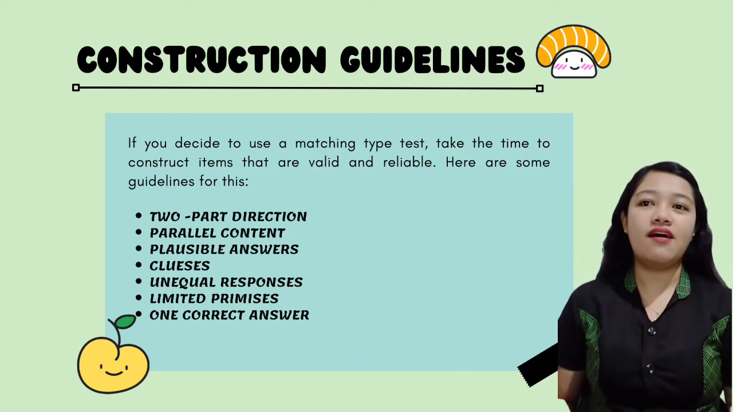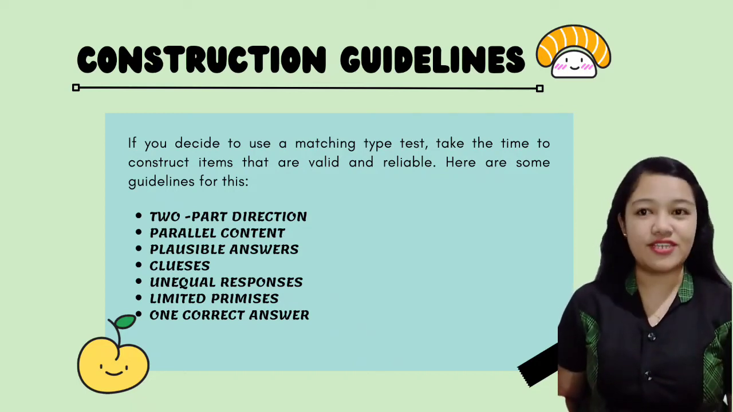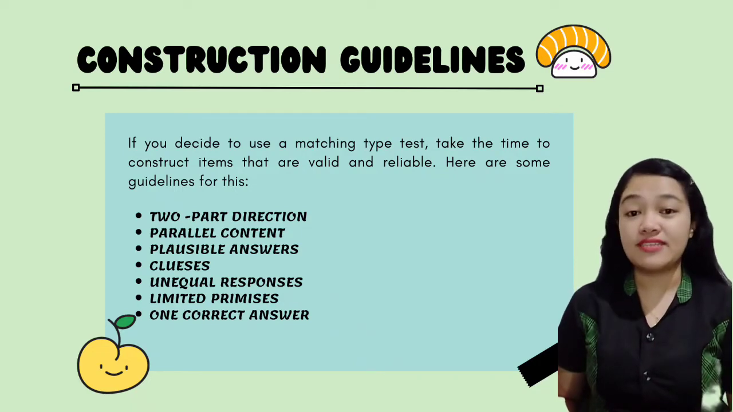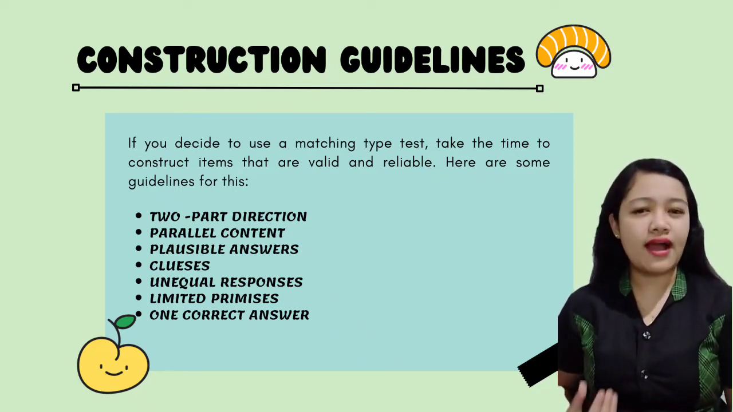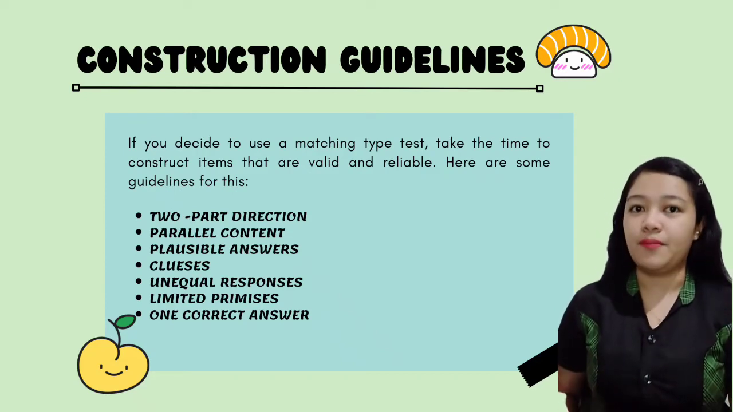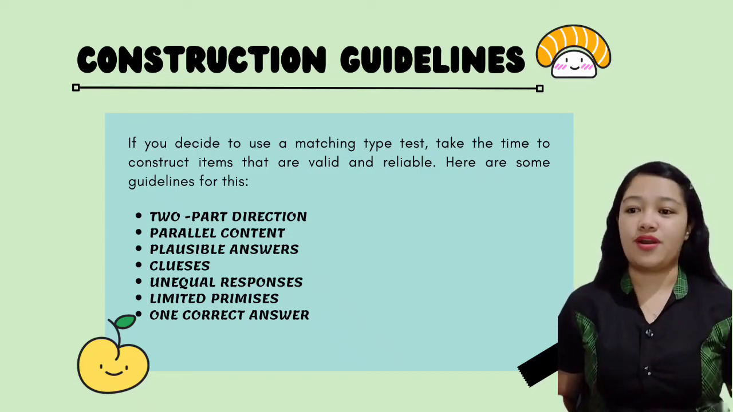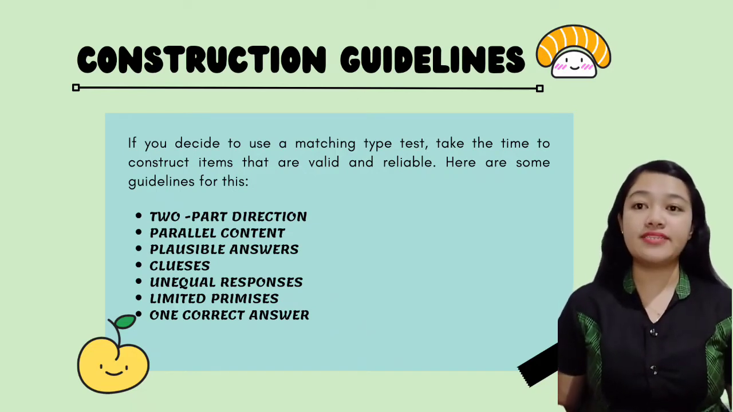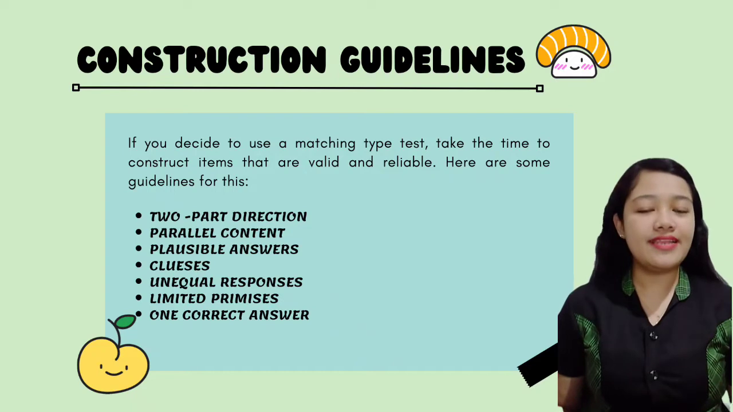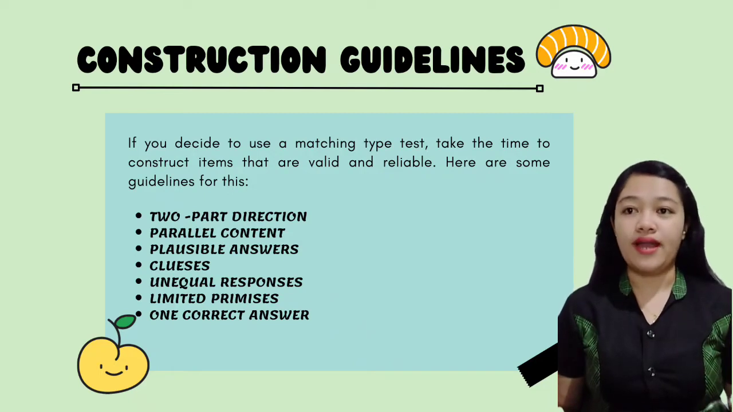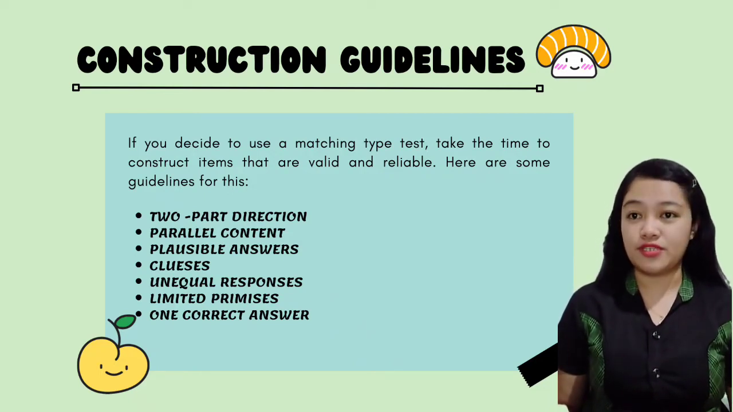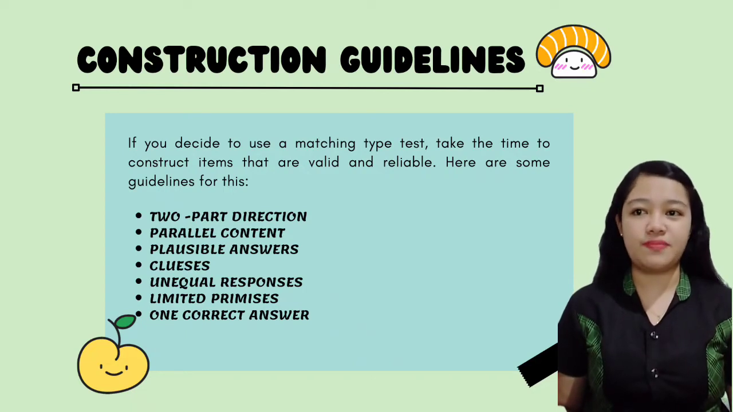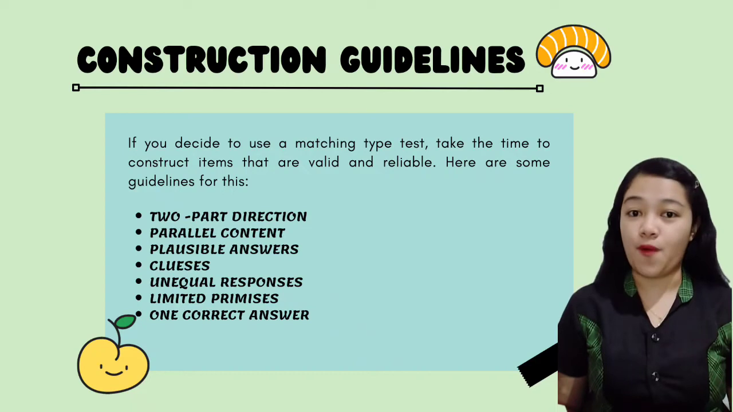Of course, there are construction guidelines in matching type. If you decide to use a matching type test, take the time to construct items that are valid and reliable. Here are some guidelines for this. The first one, two-part direction. Your clear directions at the start of each question need two parts. Number one, how to make the match, and number two, the basis for matching the response with the premise. You can also include whether items can be reused, but often pre-built templates don't allow for this.